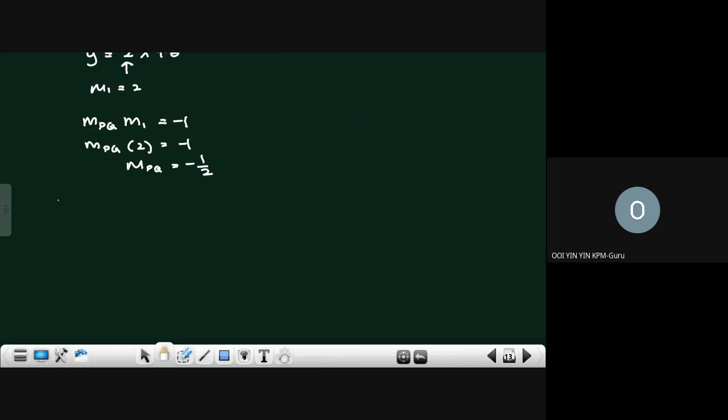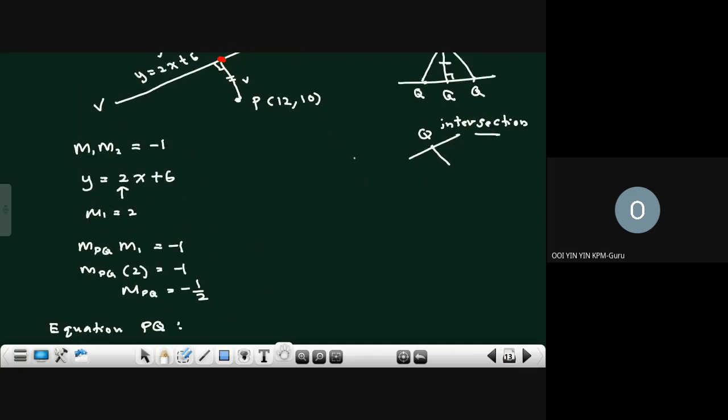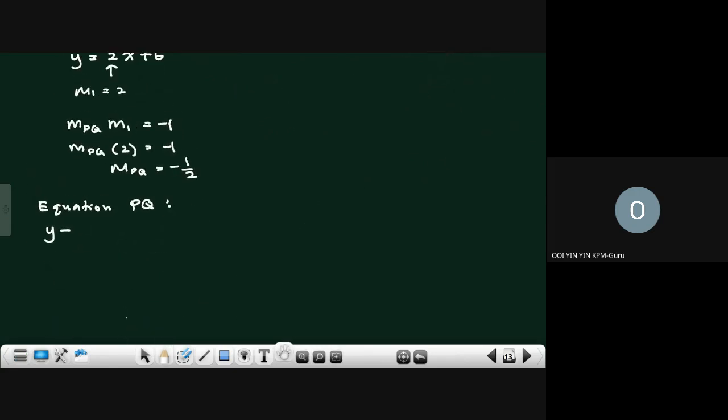Now we want the equation of PQ. As I told you, formula y minus y1. What is y1 here? This is your x1, this point P. This is your y1. So y1 is 10, your x1 is 12. So y minus 10 equals to your M, -1/2, times x minus 12.